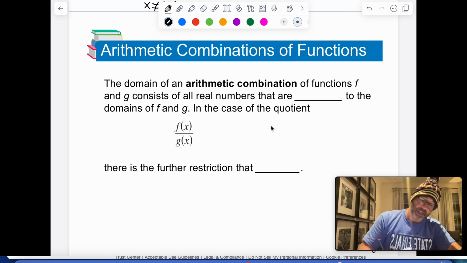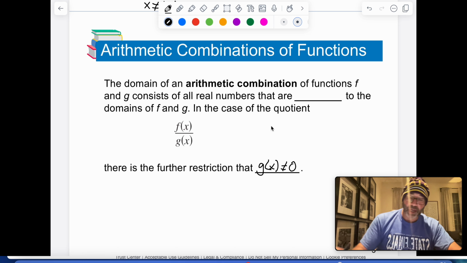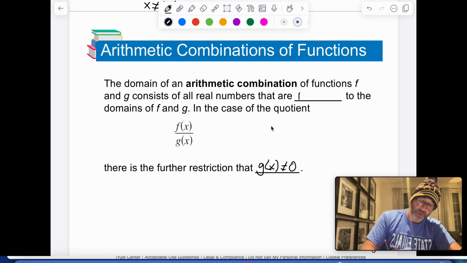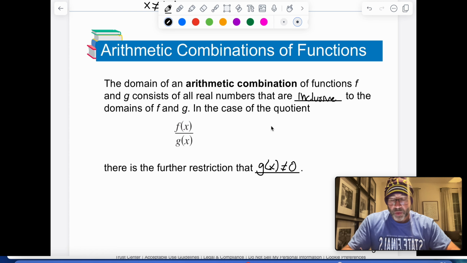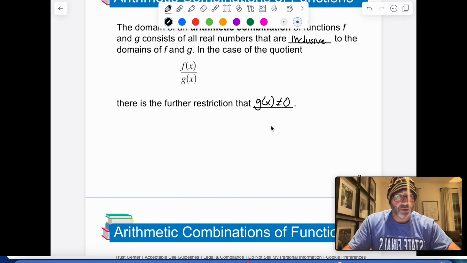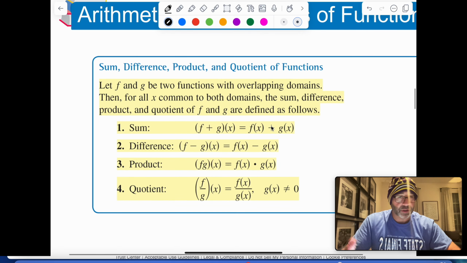There's a further restriction that g of x cannot equal 0, and that f and g consists of all real numbers inclusive to the domain of f and g in the case of the quotient f of x divided by g of x. There is a further restriction that g of x cannot equal 0, though. Okay. So when we look at these right here, that's just the definitions, which we just went through.